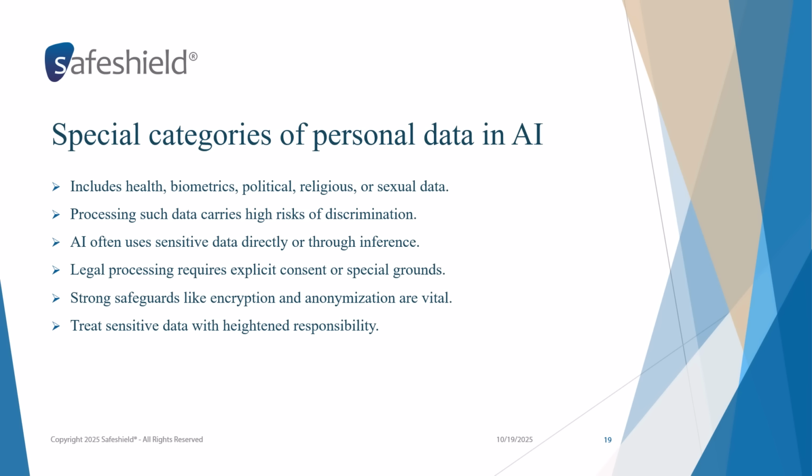Certain types of personal data are considered especially sensitive and are subject to stricter protections under laws like GDPR. In the AI context, handling these special categories of data requires particular care. Examples include data revealing racial or ethnic origin, political opinions, religious beliefs, trade union membership, genetic and biometric data, health information, and details about sexual orientation. Processing such data without strong safeguards can expose individuals to serious risks, such as discrimination or stigmatization.